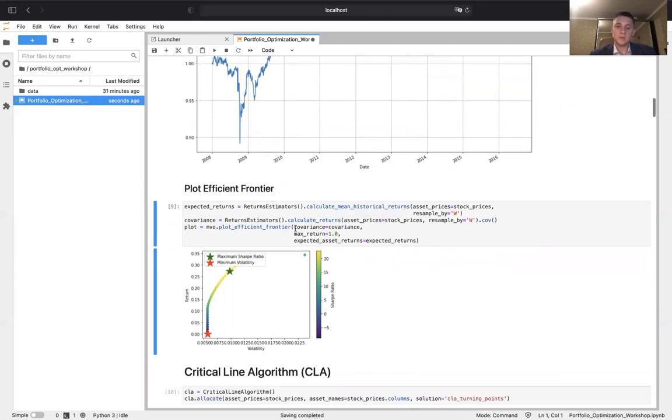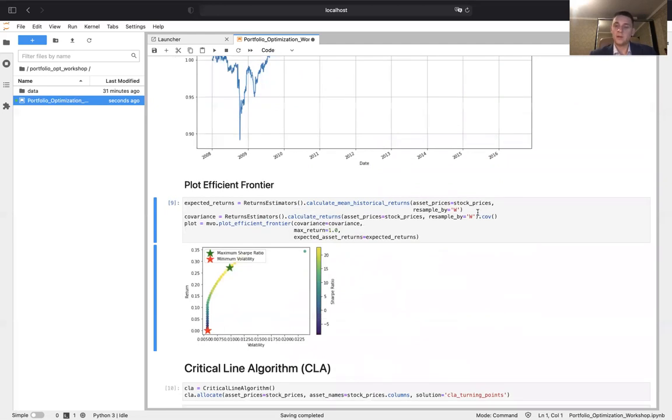So here we need to resample our weights on a weekly basis. So we use returns estimators. We calculate mean historical returns and specify stock prices and resample them on a weekly basis. And secondly, we need to calculate covariances. And still here we use the returns estimators class and use calculate returns on a weekly basis. It generates the returns on a weekly basis.